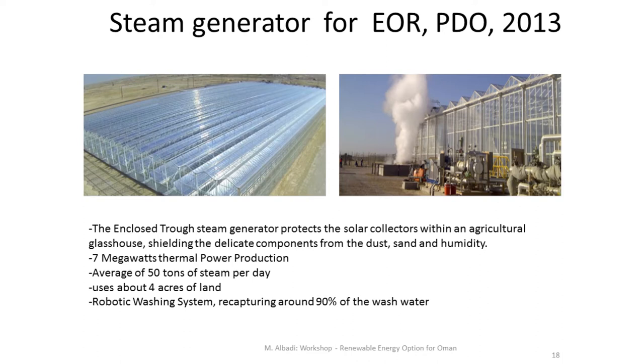This is 7 megawatt. So this is a small 7 megawatt plant in operation. There are also some videos on the internet about this one. Maybe you can look at that. It also has an automated cleaning system. In the desert, we don't have that much water. In Oman, we don't have that much water.